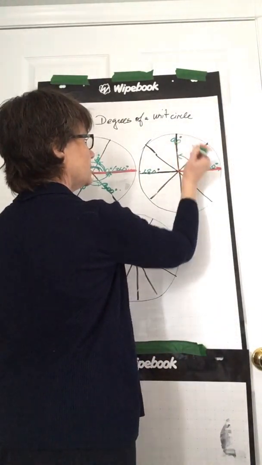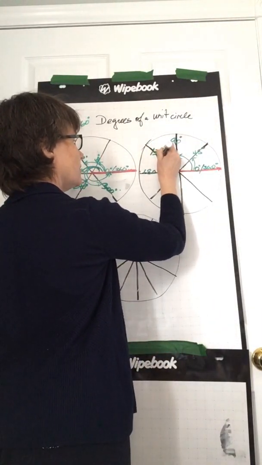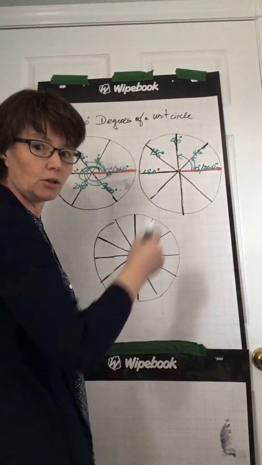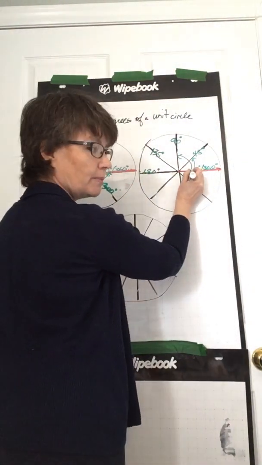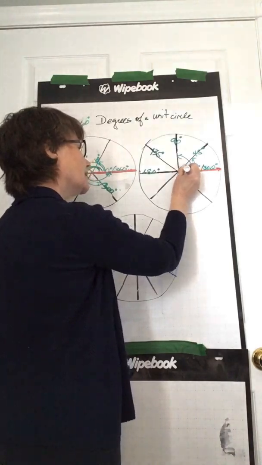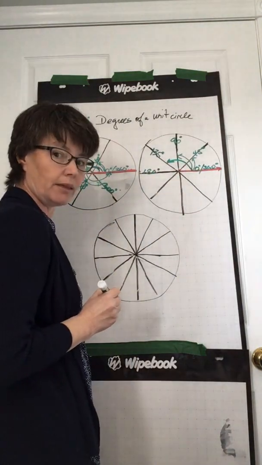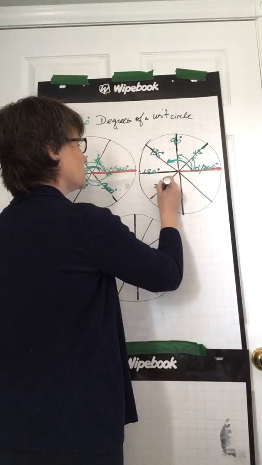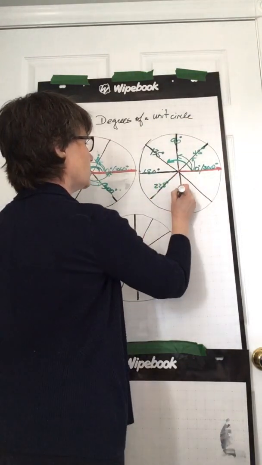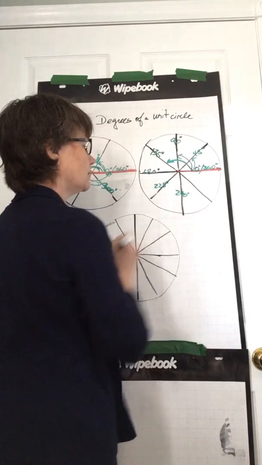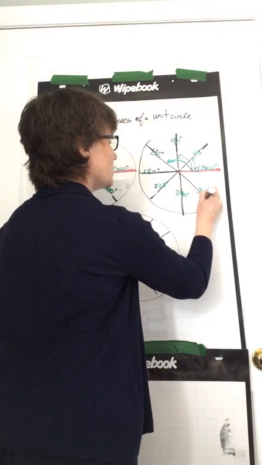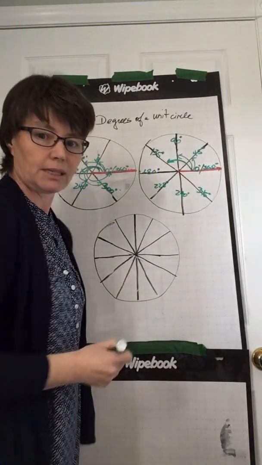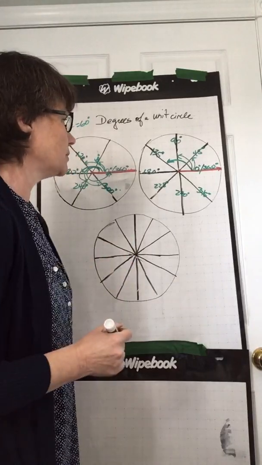So 45, 90, next one's 135. And remember, every single one, we're starting from this red axis and we're going counterclockwise. That's how big that angle is. So 180, add 45 more is 225. 45 more is 270. 45 more, 315. 45 more up to 360. So that's the 45 degrees.